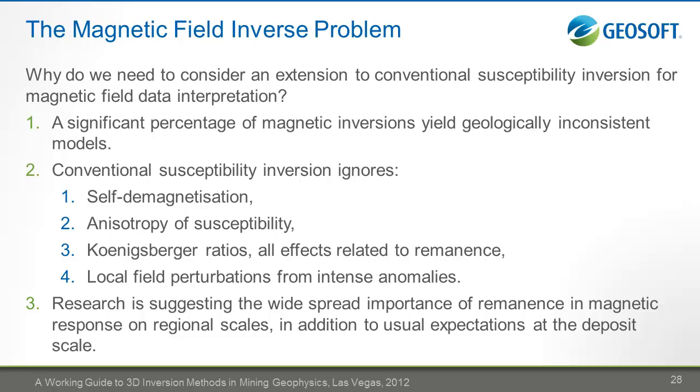And we're also finding from a geologic point of view that remanence is becoming more important and needs to be considered even at a regional scale. So this is a definite indication that we need to go beyond the susceptibility approximation in magnetic field inversion.